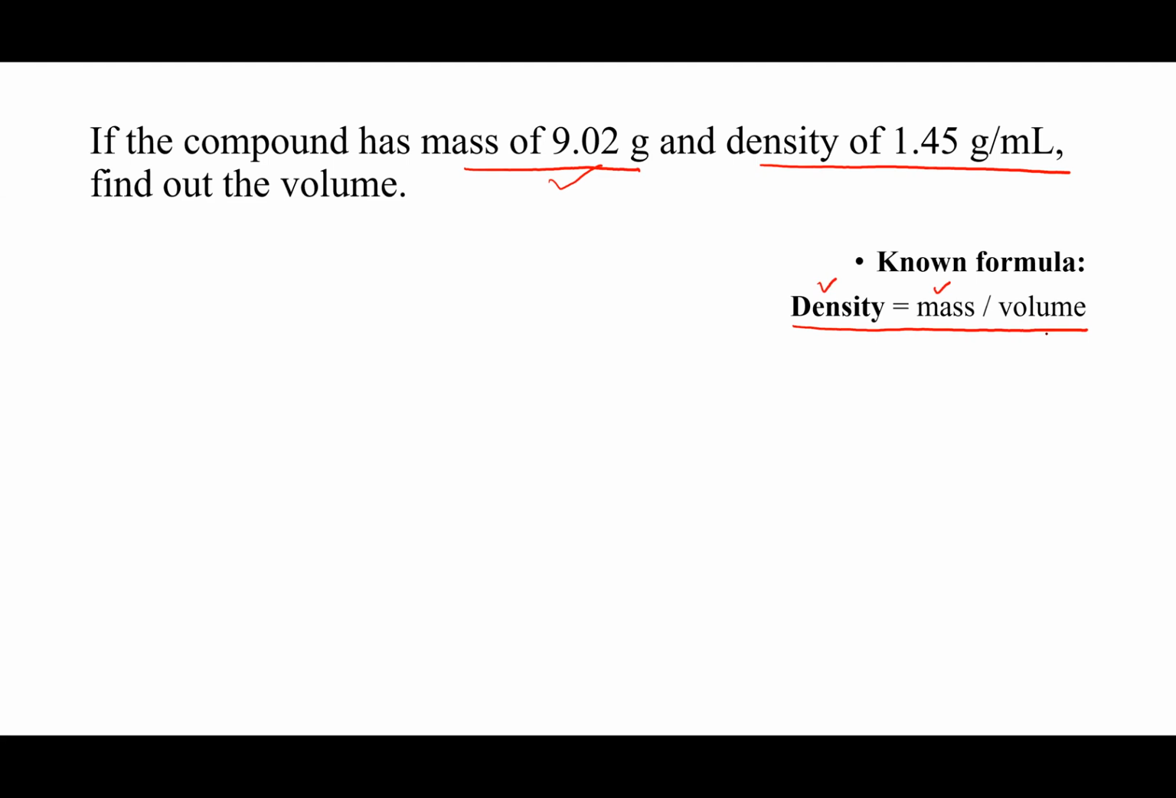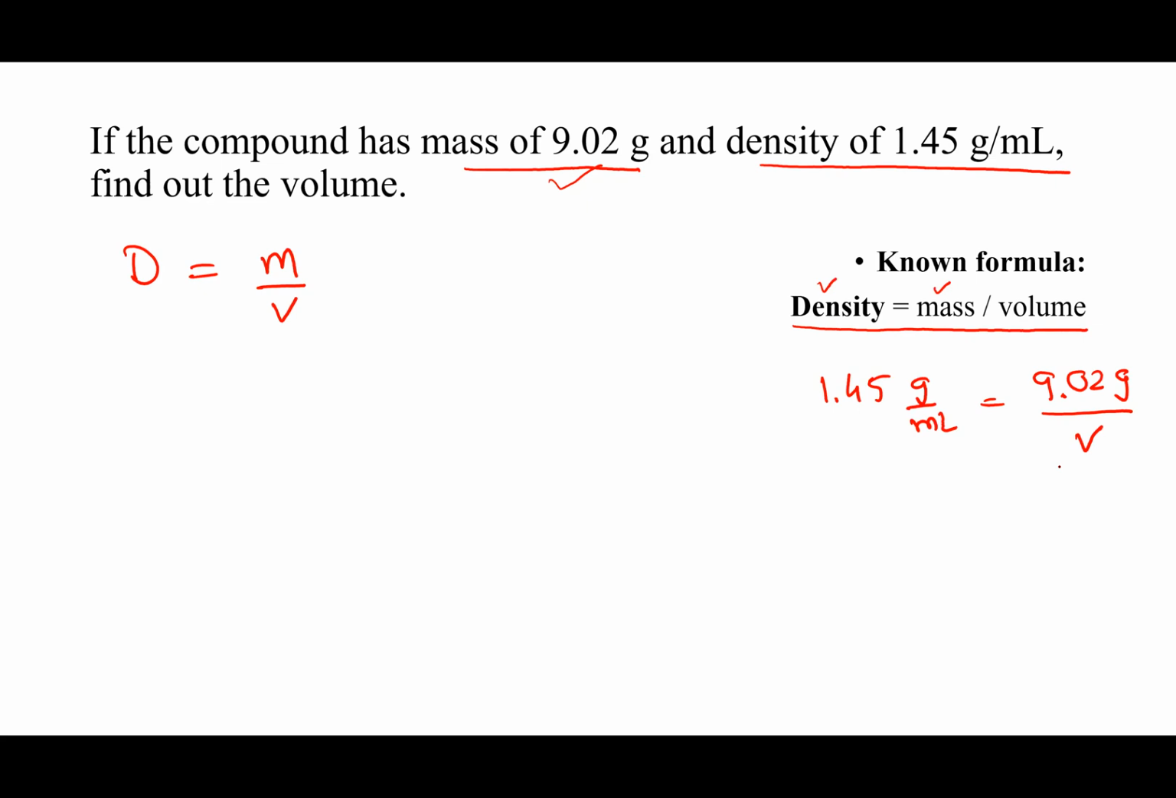The reason why I chose this problem is that students struggle when we have to find out something which is in a denominator. So the formula looks like this: density is equal to mass over volume. If I plug in the numbers, it looks like this: 1.45 grams per ml is equal to 9.02 grams over volume. We don't know the volume. We have to find out the volume.